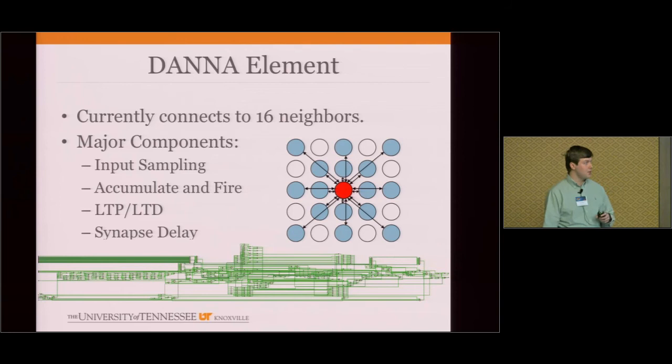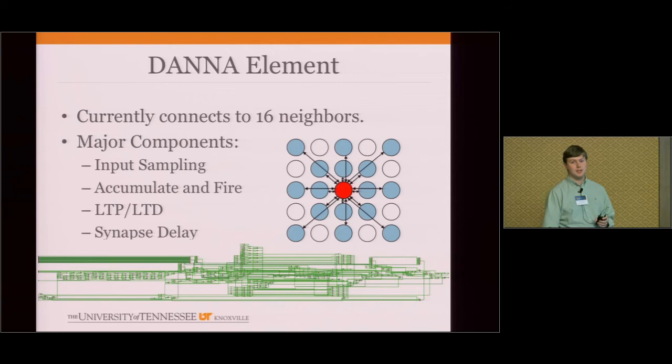The input sampling component is responsible for monitoring the state of the connected elements, and it samples them sequentially, starting with a random connection. So that random connection is chosen globally so that all elements will be sampling the same connection at the same time. The accumulate and fire component serves different purposes in a neuron and a synapse. In a neuron, it implements the neuron's threshold and charge logic and monitors for when it enters a fire state. In a synapse, it stores the weight and is used to increment or decrement the weight during potentiation and depression.